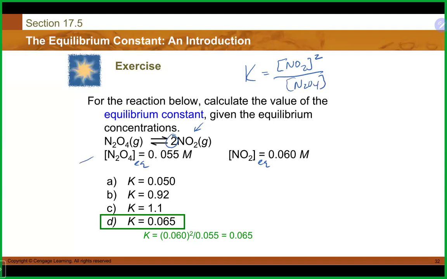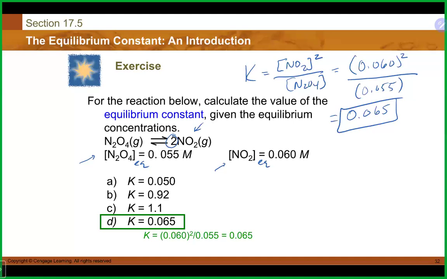Now, since they gave us our equilibrium concentrations of each of these, we can put it in. So we'll take our NO2, which is 0.06, and again, we got to make sure we square it, divided by our 0.055, and hopefully they have the right one circled there. Let's see. It looks like 0.065, which looks right there, so that's good. 0.065 would be our equilibrium expression.